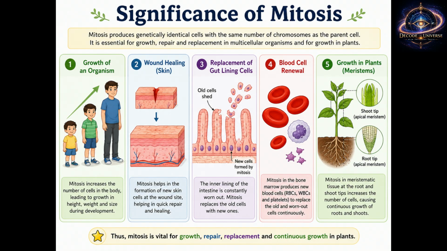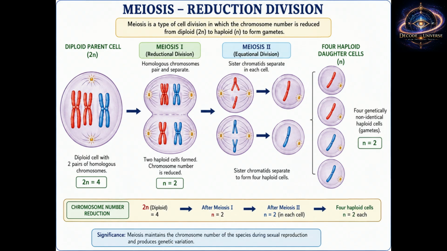Key features of meiosis. Meiosis has two divisions: Meiosis I and meiosis II. Only one DNA replication happens before meiosis. 4 haploid daughter cells are formed at the end. Crossing over occurs, which creates variation. Meiosis I. Meiosis I is called reduction division because chromosome number is reduced by half.